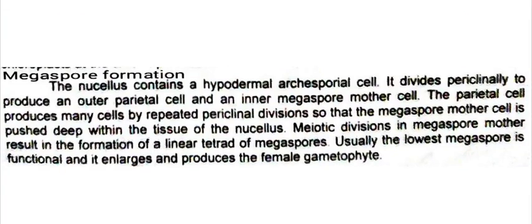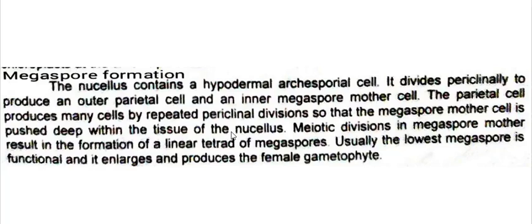In this ovule, which is also known as megasporangium, megasporogenesis occurs, or megaspore formation occurs. How is this megaspore formed in the ovule? In the nucellus, a hypodermal cell becomes differentiated, which is known as the archisporial cell, and it divides periclinally to produce two cells. The outer is known as the parietal cell and the lower, or inner, is known as the megaspore mother cell.